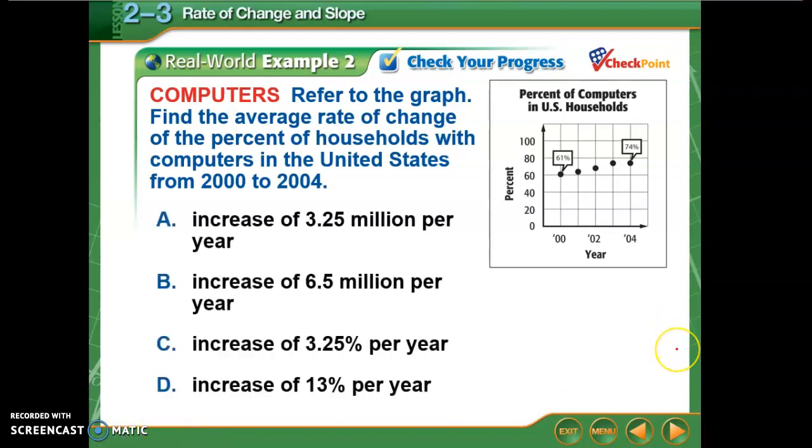All right, try this one. Find the average rate of change. So pick any 2 points. Your year will be your independent variable, your x, and then the percent is going to be y. So follow the same formula. And then pick any 2 points from the graph.